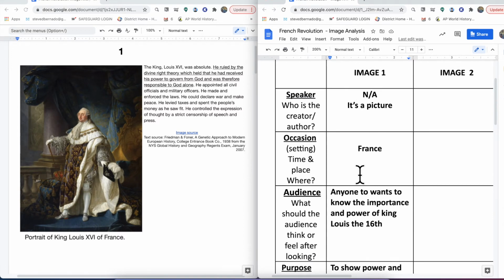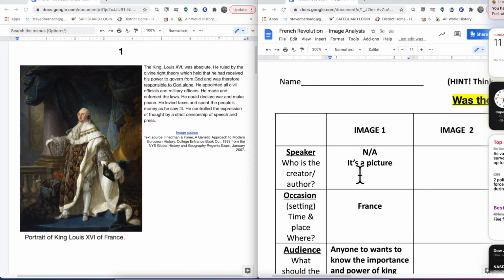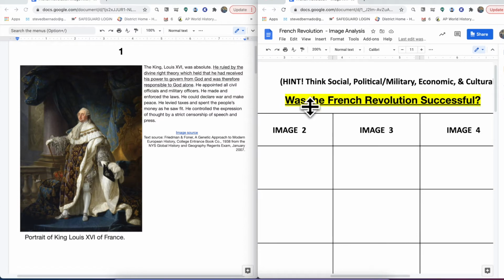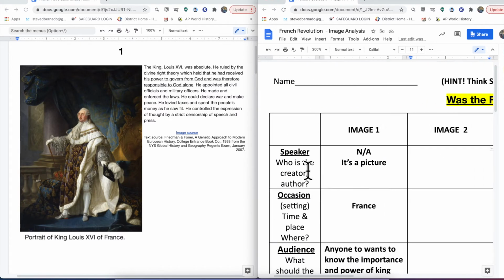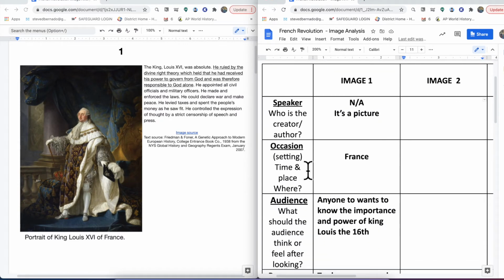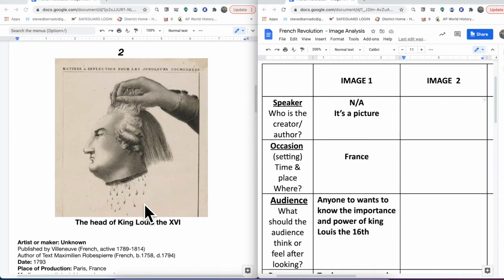So as our story starts off, remember, was the French Revolution successful? So we start out with the king who has all of the power. And we know, well, that's an unfair government, right? So now this revolution is going to take place. Let's take a look at image number 2. Oh my goodness, what happens to that king? He seems to have lost his head.